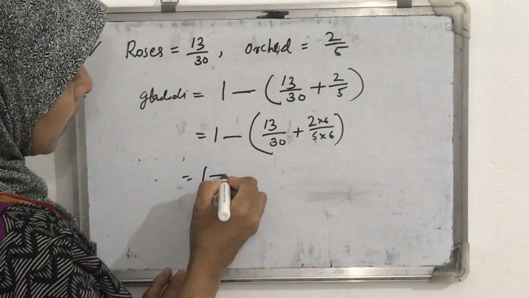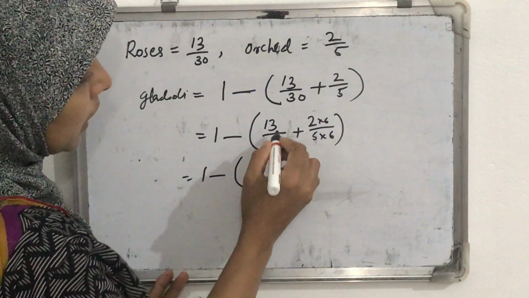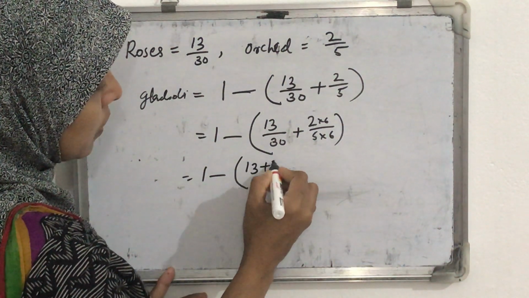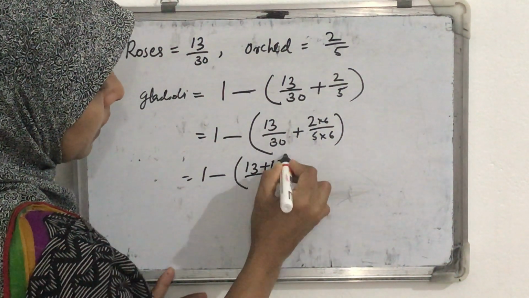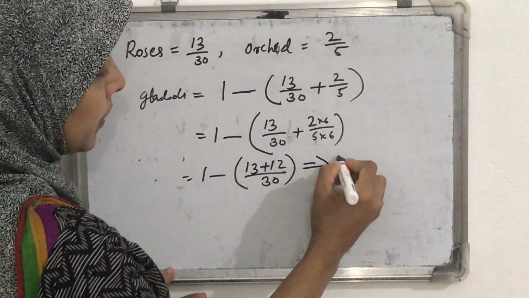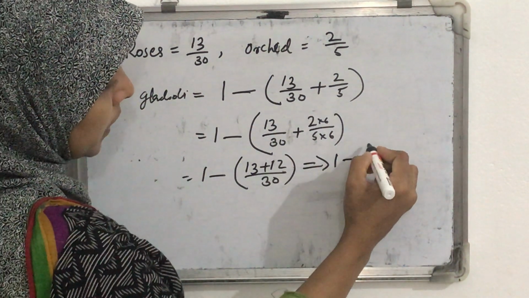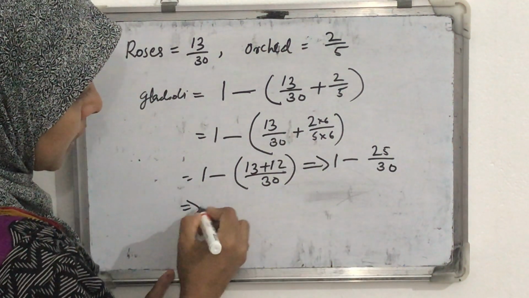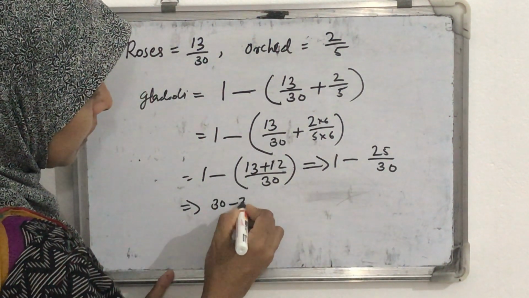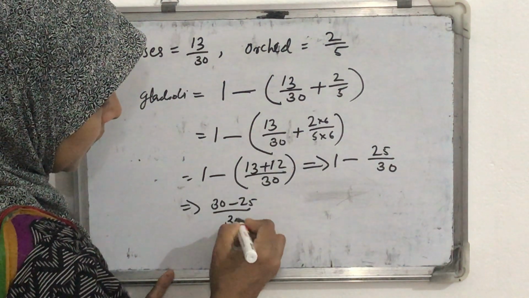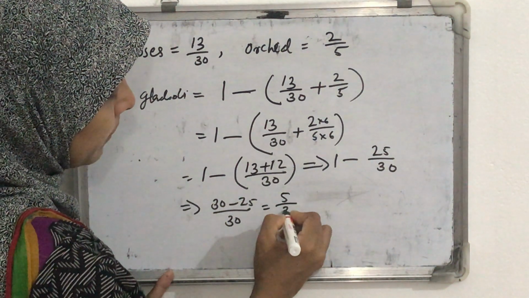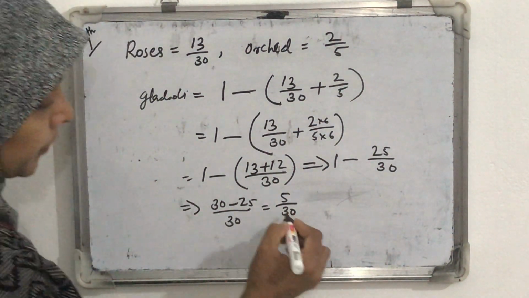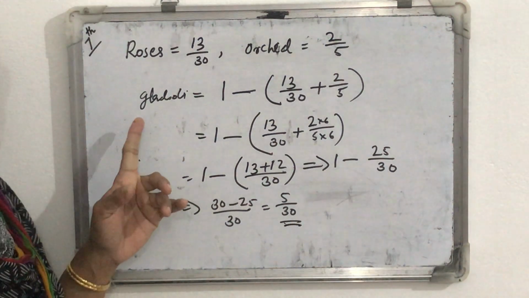So that is equal to 1 minus (13 plus 12) by 30. It implies 1 minus 25 by 30. That implies (30 minus 25) by 30. It means 5 by 30. This is the fraction for the flower gladioli.